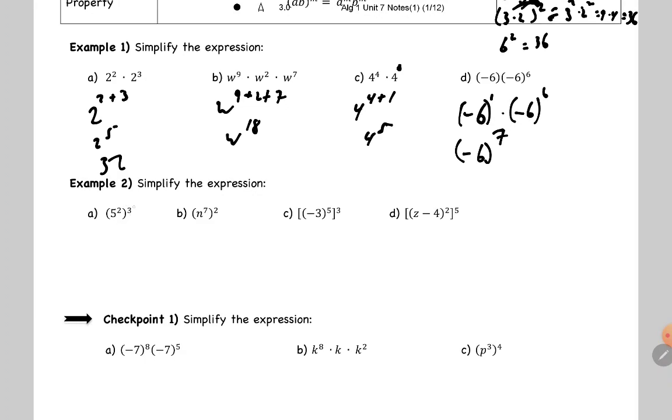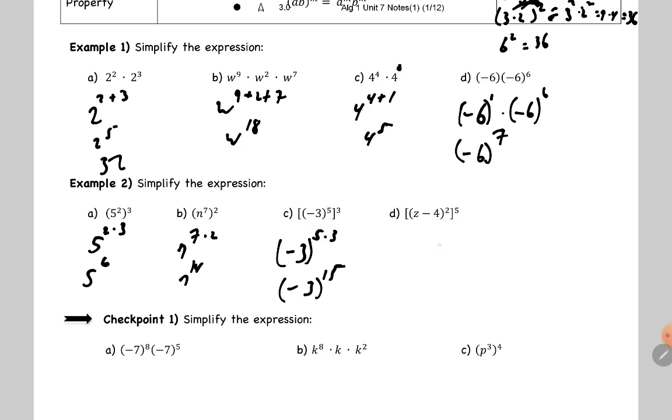5 squared to the third is the same thing as 5 to the 2 times 3. This is power to a power. So this is 5 to the 6th. n to the 7 to the second is the same thing as n to the 7 times 2. So that's n to the 14th. Negative 3 to the 5th to the third is 5 times 3. So this is negative 3 to the 15th.